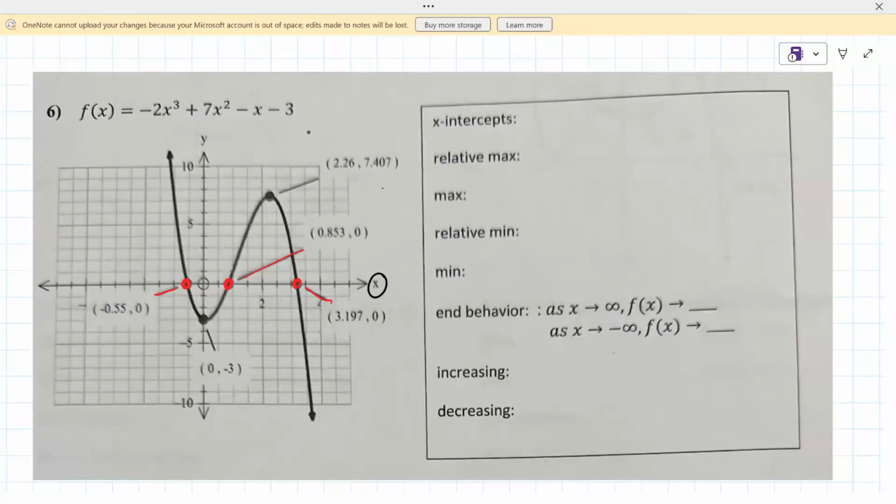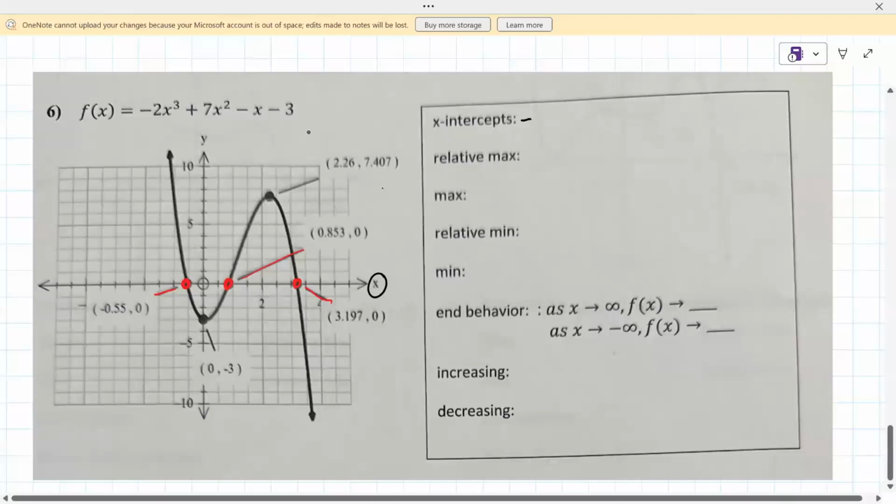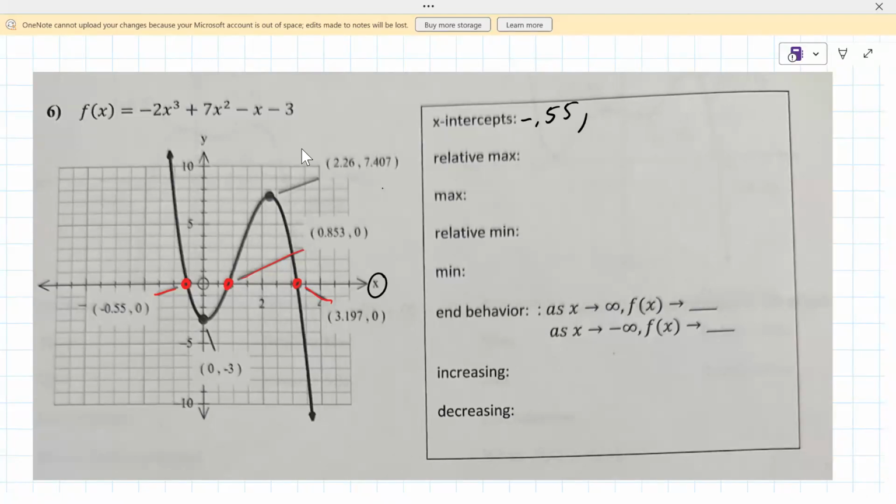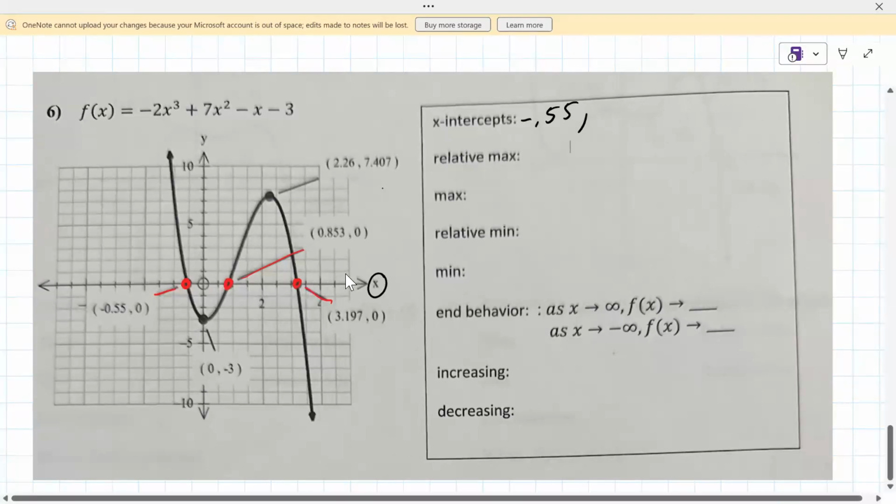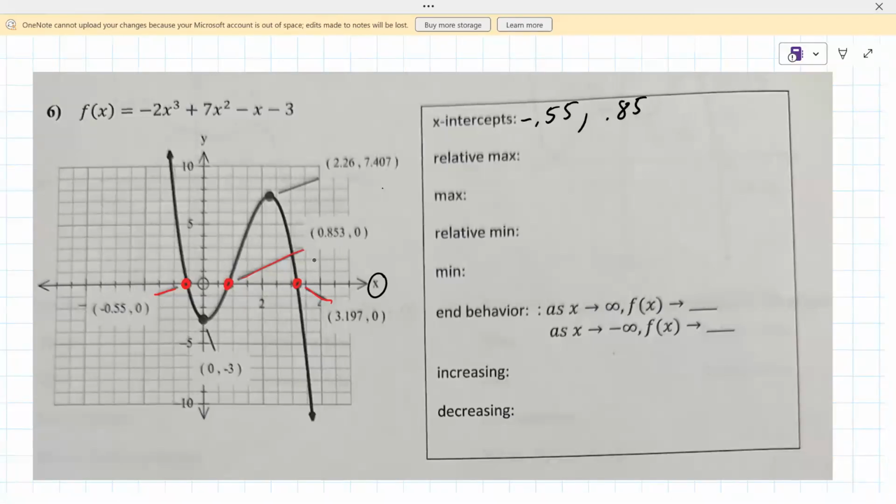So 0.55 and 2.26 and 0.853. Just the ones in red are where it crosses the x-axis. Oh, oops. 0.853 and 3.197. Yeah.